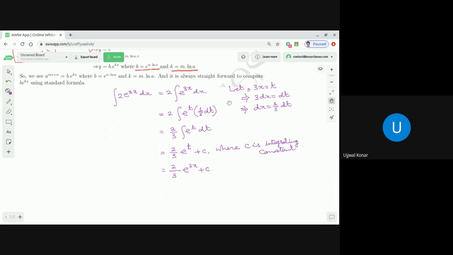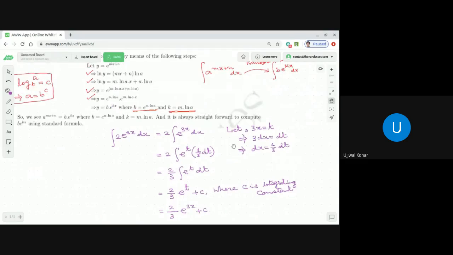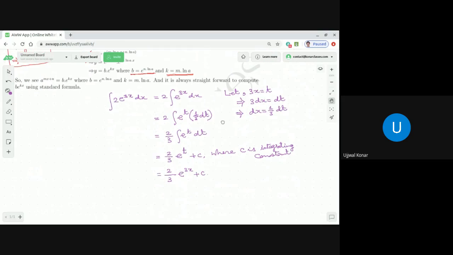Why did I give this example? You may think, sir, after transforming into the form of b into e power kx, how are we going to do the integration? And the method I applied, the substitution of 3x equal to t, comes under the method of substitution, which we are going to learn now. Dear students, are all of you able to get my point or not?